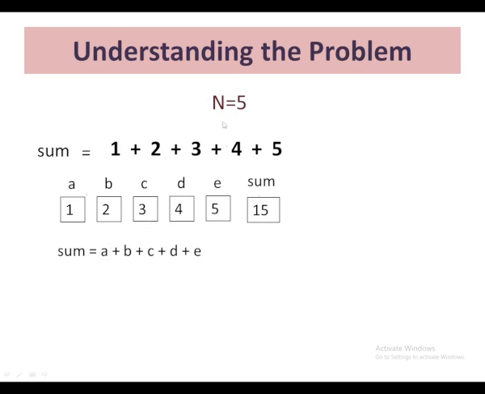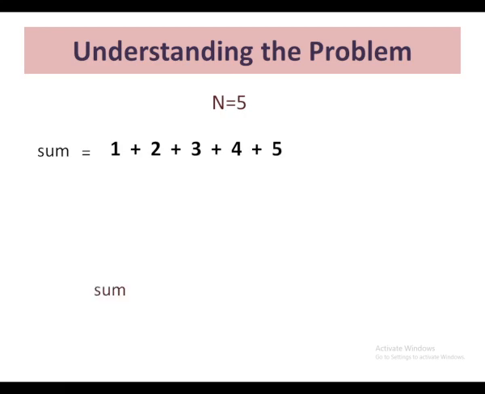What if n is equal to 100? Then you will require 100 memory locations where you will be storing the values from 1 to 100, and then you need to perform this summation. So this is not an efficient way of approaching the problem in computers. So in computers, let us see what is the logic followed.